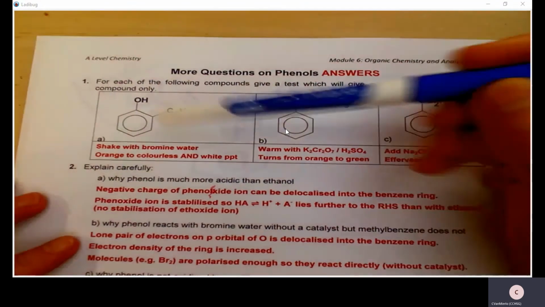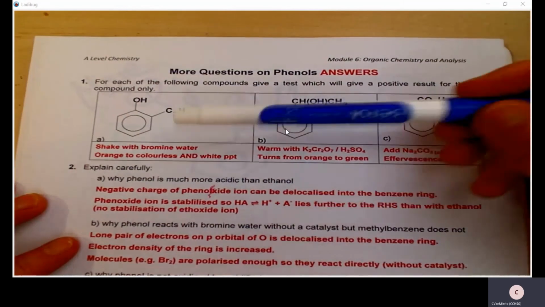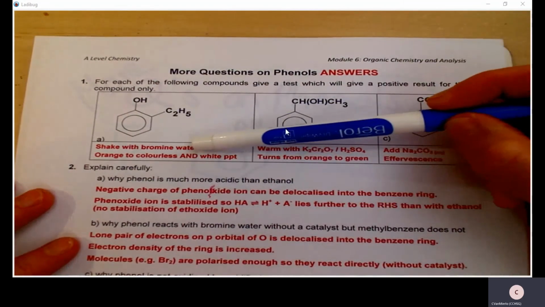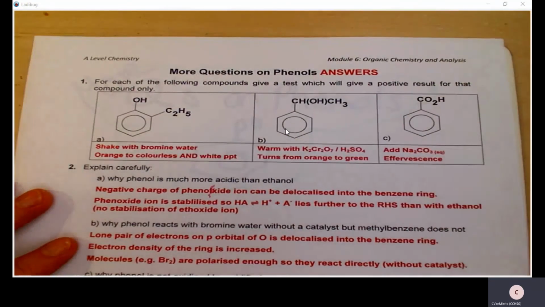So first one, we're testing for phenol. The test for phenol is to shake with bromine water. And you need 2 observations here. We need it to turn from orange to colourless for 1 observation, and that we get a white precipitate for the 2nd observation.